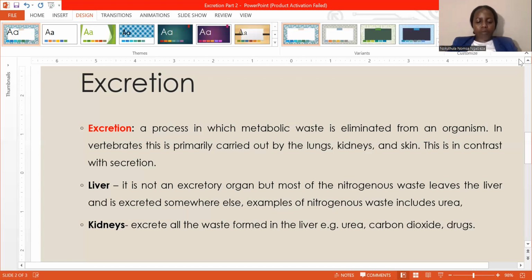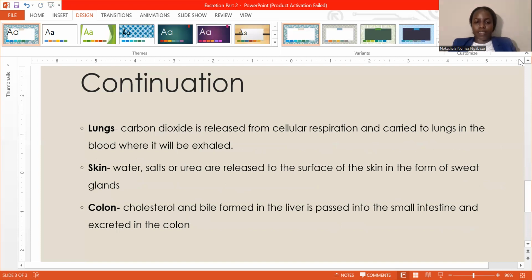It is important to remember that the liver is not an excretory organ, but that doesn't mean that it doesn't produce nitrogenous waste. The nitrogenous waste formed in the liver is going to leave the liver and be excreted somewhere else. For example, urea, and then we move on to the kidneys. The kidneys are responsible for excreting all the waste that is formed in the liver, for example urea. I hope you all understand that.